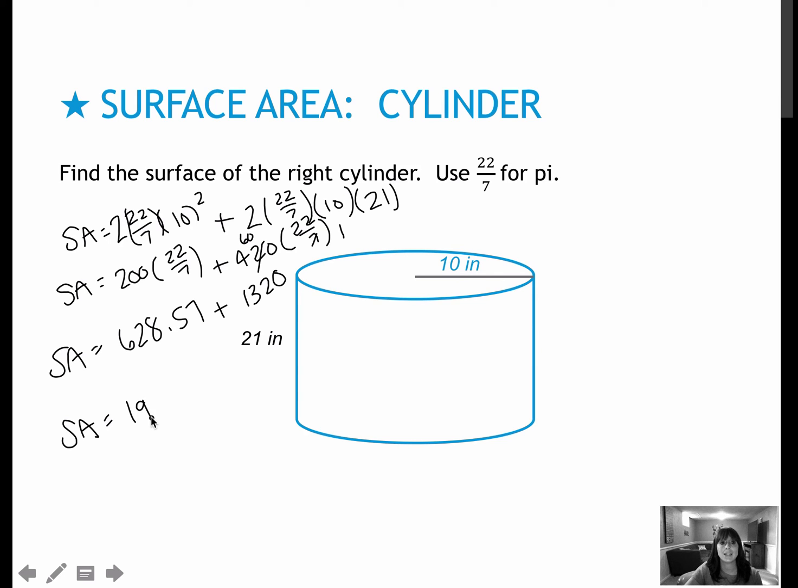So I have 1948.57, or we'll just say 1948.6 square inches. I don't know why I left such a big space in between those numbers. It's about that. So again, it's an estimation because we've rounded pi.